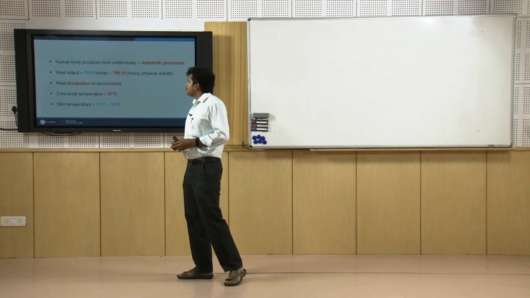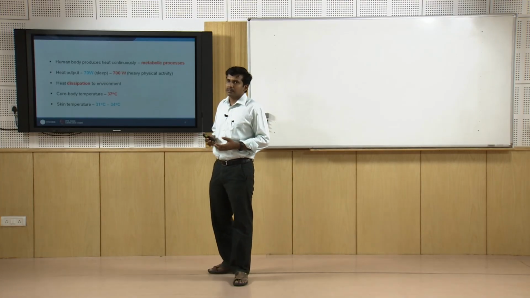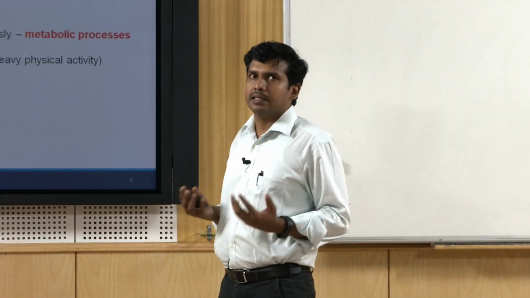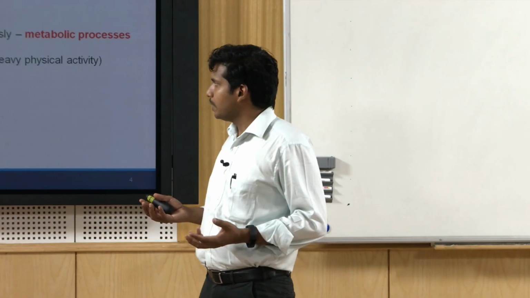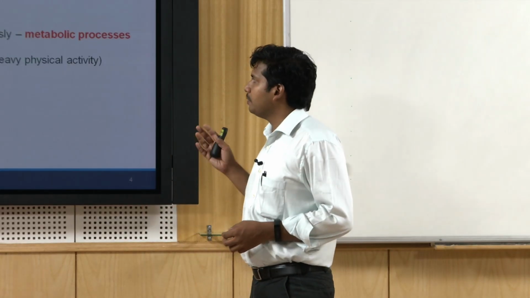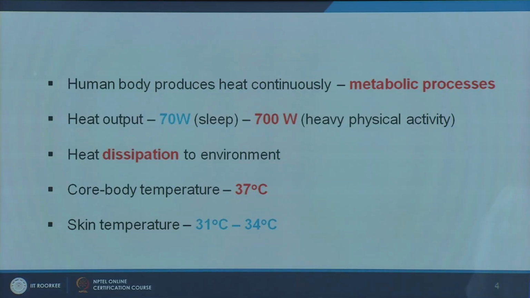Human body produces heat continuously, it is like a machine. We call it metabolic process. As a part of this process, there is a continuous heat generation which happens, because of which heat emission, dissipation happens. The heat output varies somewhere between 70 watts during sleep, and if you are involved in heavy physical activity, it may go up to 700 watts. So, it depends primarily on what kind of activity you do.